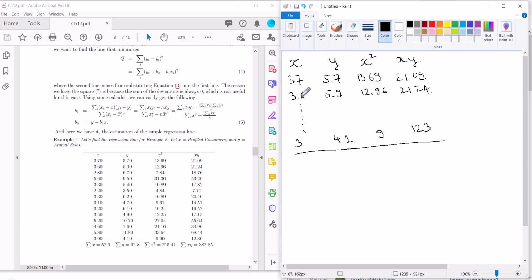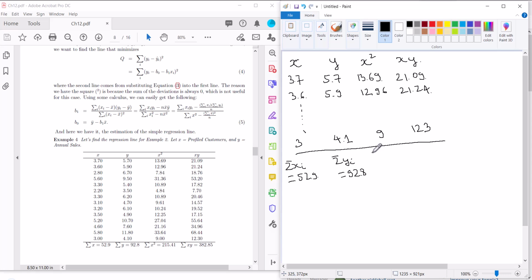Now to that, we're going to sum up all the values in each column. So the first column should give you the sum of all the xi, and that should be equal to 52.9. So you add all these values up, it's 52.9. Second column, sum of all the yi, sum all the entries in this column. Gives you 92.8.